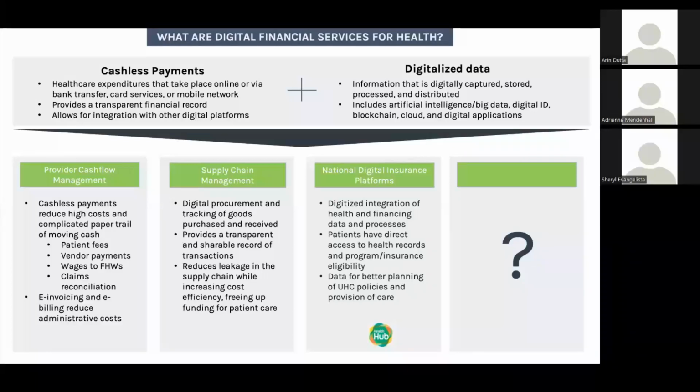And then probably the largest and most significant application of digital financial services in health is the use of DFS in national insurance programs. So as we look at achieving those universal health coverage goals, if we can integrate health and financing data in some of these processes, everything from enrolling patients, determining eligibility for different financial programs, being able to bundle health data with finance data, then it serves citizens, but also gives health systems planners better visibility on the provision of care and allows them to plan health systems much better as well.